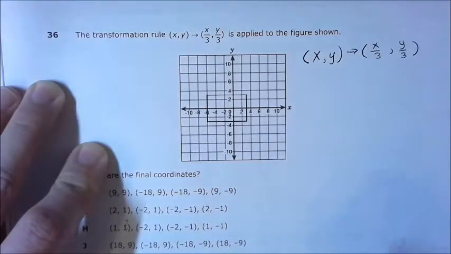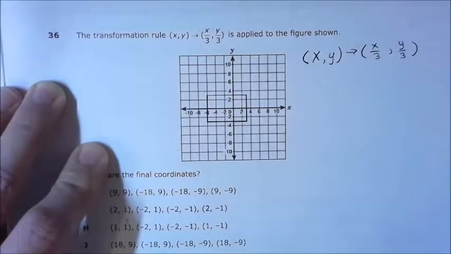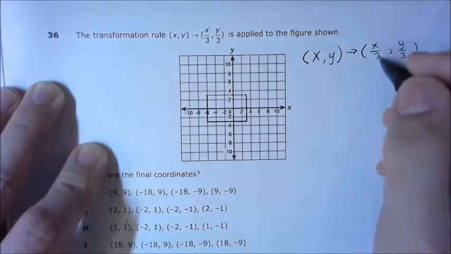So it's either going to grow or it's going to shrink. And in this case, since we're dividing it by 3, that's telling us we're going to get a smaller part of it. So it's going to shrink. And let's go ahead and take a look.